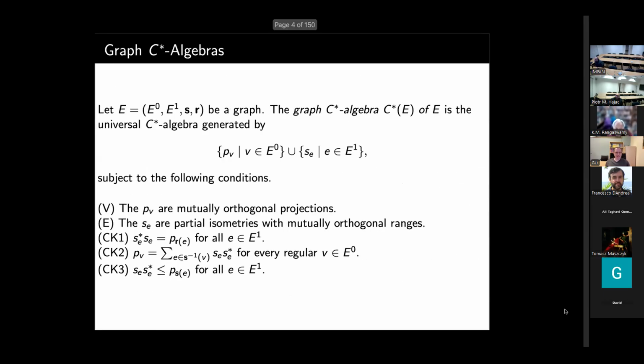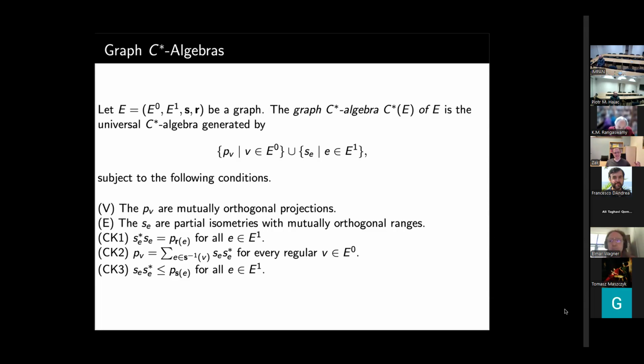So let's say you start with a directed graph. You can build a graph C-star algebra, and very roughly the way you do that is to every vertex and every edge you assign a function, and then you generate the universal C-star algebra with that, with some relations. And a lot of the work here is done by properties of the function. So some of them are required to be projections and orthogonal and so on and so forth. And I know very little about graph C-star algebras, so if I get anything wrong, apologies.